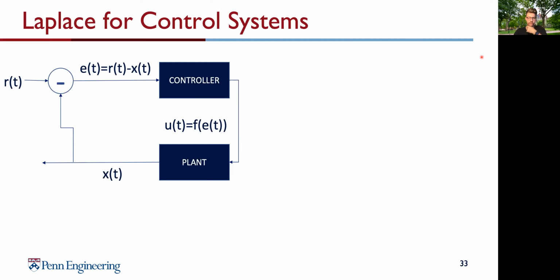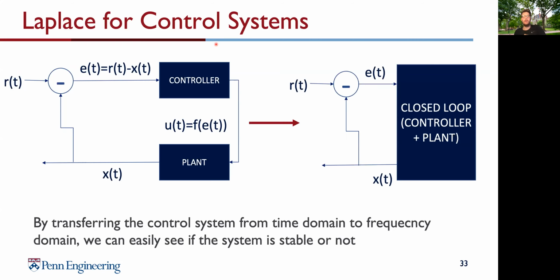We want to use this information to set up our Laplace domain, or our frequency domain, for our control system. So what we do is we have our control system here. Remember, we have the reference input, here we have our error, we have our output signal, we have the control input signal, and we have the controller and the plant. First of all, we set up a closed loop system, so we have the controller and the plant in one. So it's a little bit more compact.